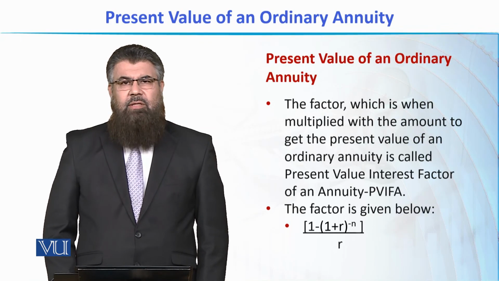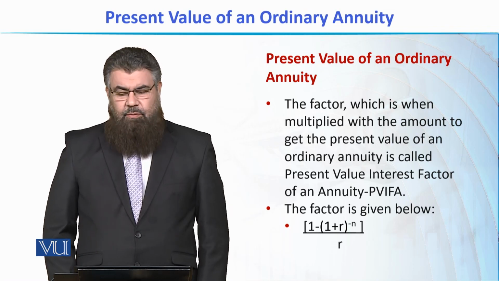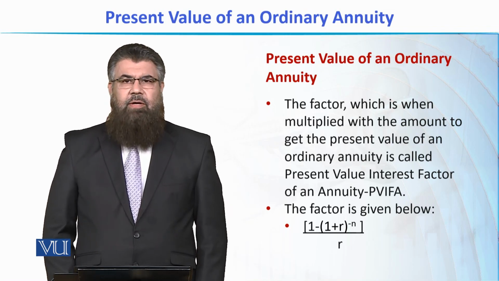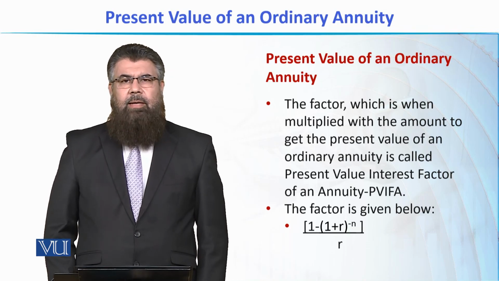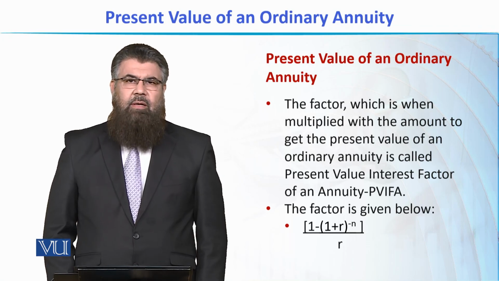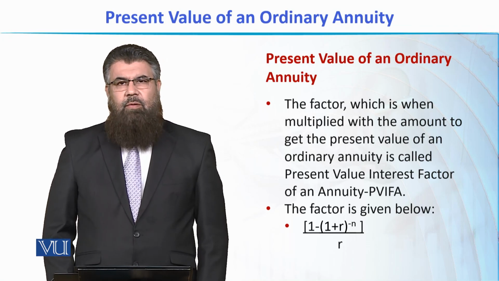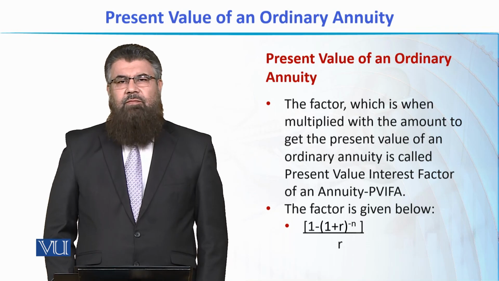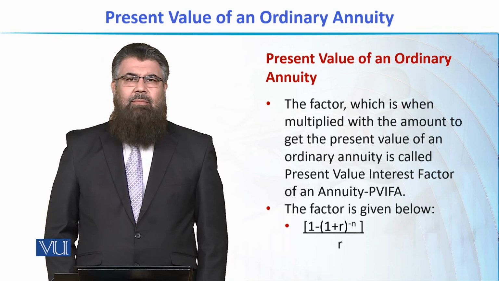Now let's have a look at this part of the formula, which is called the present value interest factor of an annuity. If you remember, in our earlier lectures, we talked about the present value interest factor, PVIF, which is the present value factor for one single amount that is there somewhere in the future.